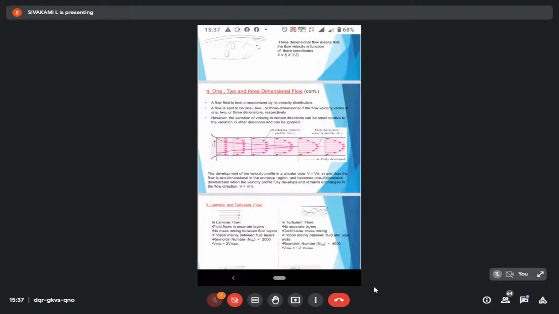So the flow field is best characterized by its velocity distribution, and the variation of the velocity in certain directions can be small relative to the variation in other directions and can be ignored.